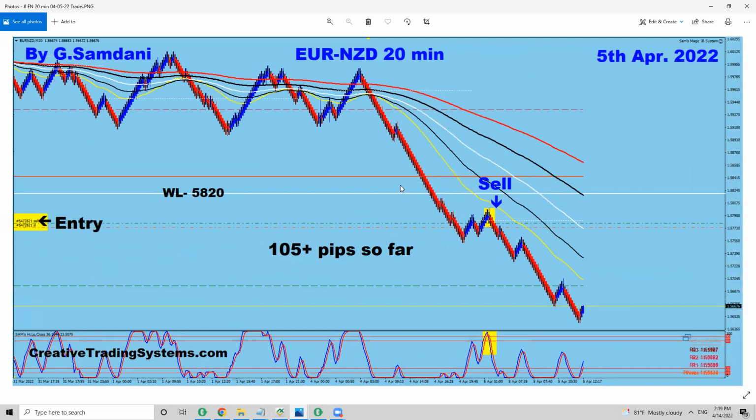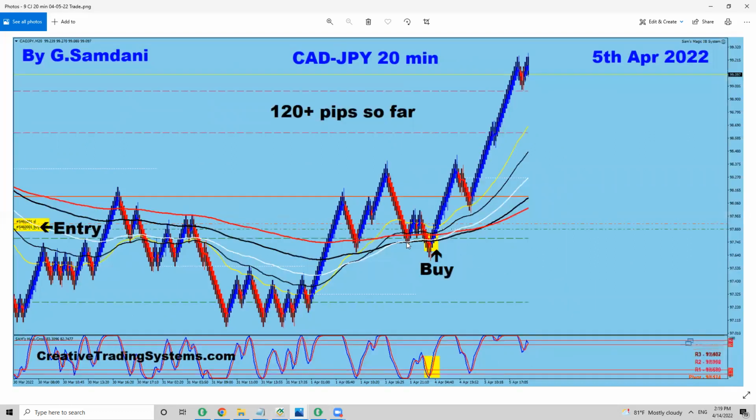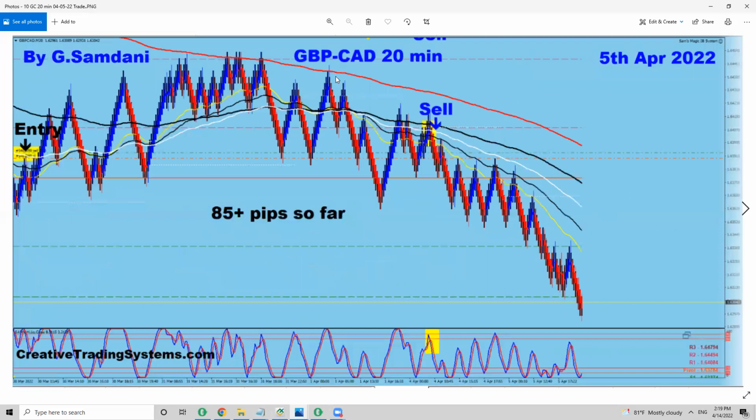This was the trade. I closed it at 58.20, and then again, second entry, boom, to the downside. And here, see? Now, this one also, this was a long that I took, and then it came down and hit my SL on break even. The second entry goes for 120. Pound CAD, sell order 85 pip.